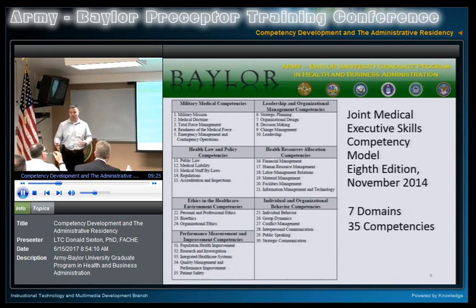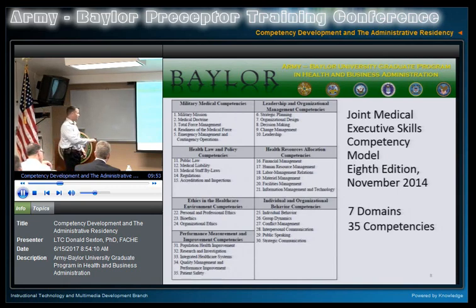We've got health law and policy competencies. Those are centered on, obviously, health law, health resources allocation. That focuses on financial management and human resources and logistics, those types of resource management. We have ethics that focuses on bioethics and organizational ethics. We've got individual and org behavior competencies under that domain. That would be individual and teams and how we manage them.